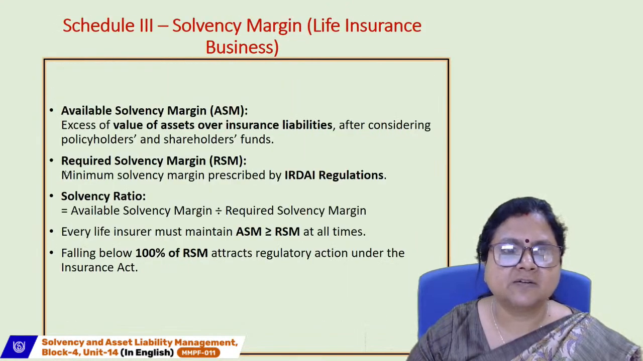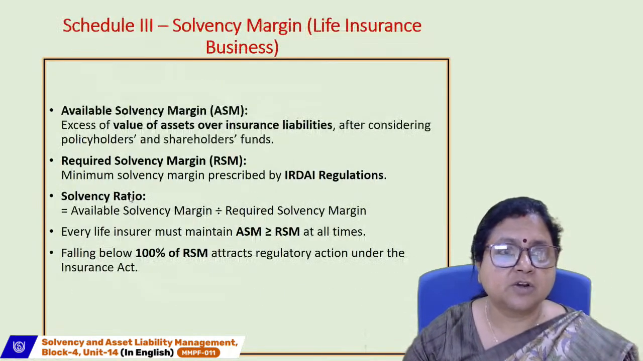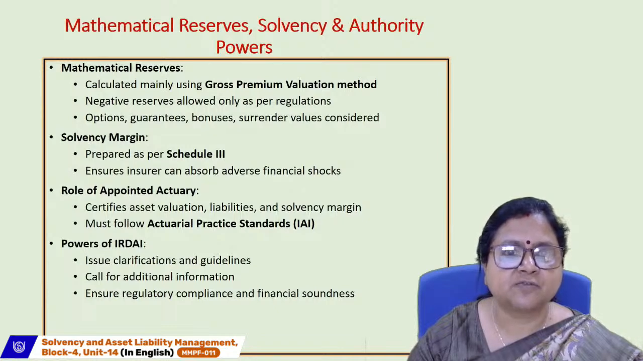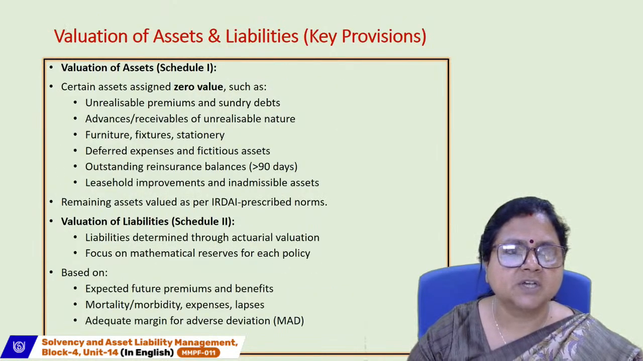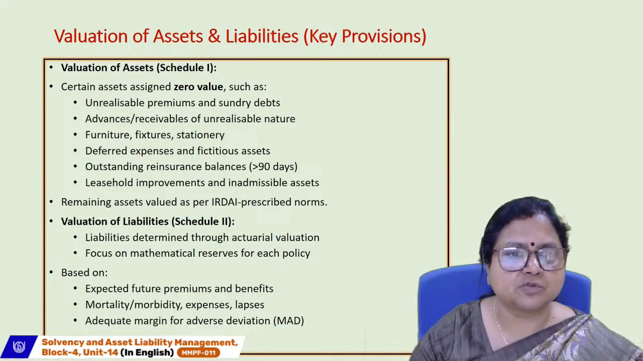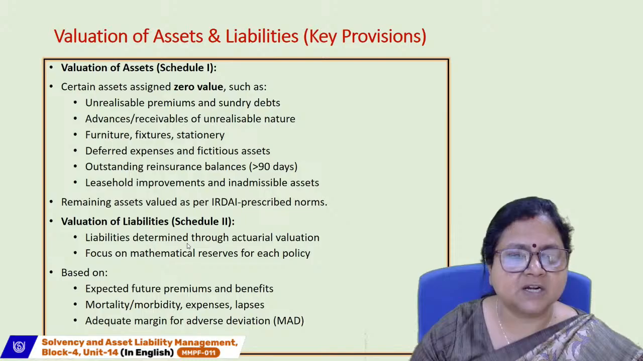In the 2016 regulation, the schedule was there for the life insurance companies. Here also we have seen the valuation of assets as per Schedule 1. We have the valuation of assets, the same as has been fixed for the general insurance companies also. Outstanding reinsurance balances, everything is the same. Similar in the case of valuation of liabilities also. Here, liabilities are determined through actual policy, the same thing.